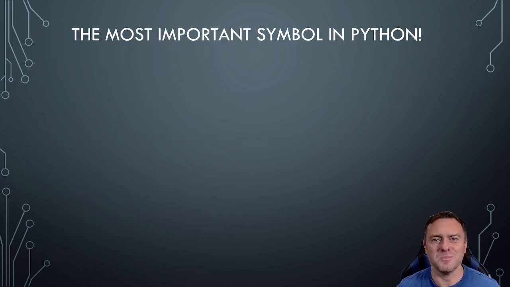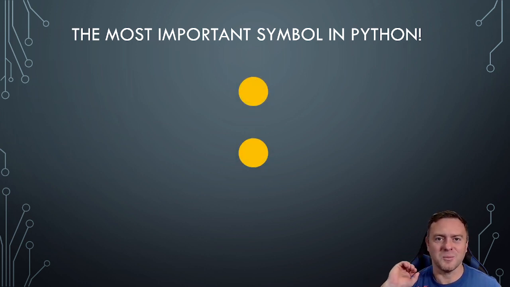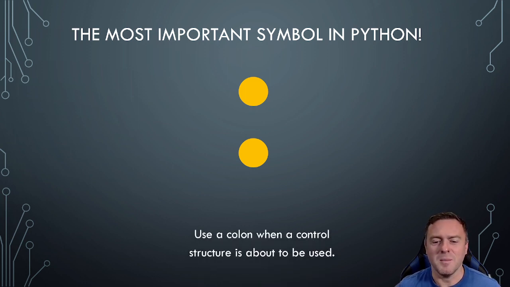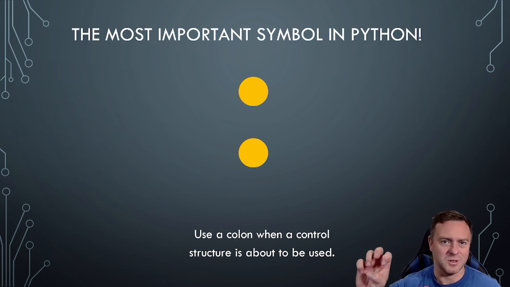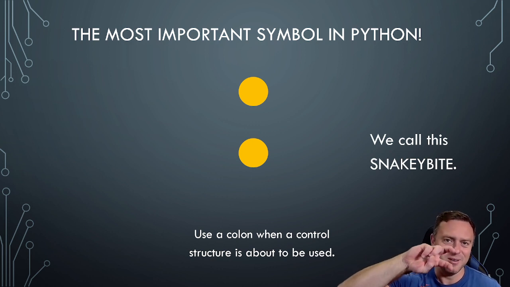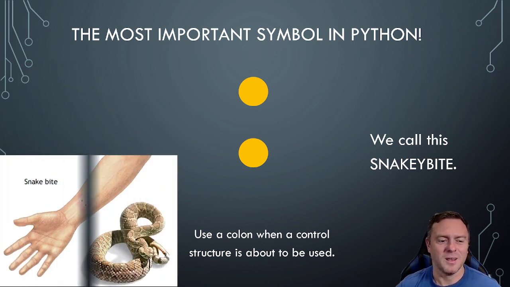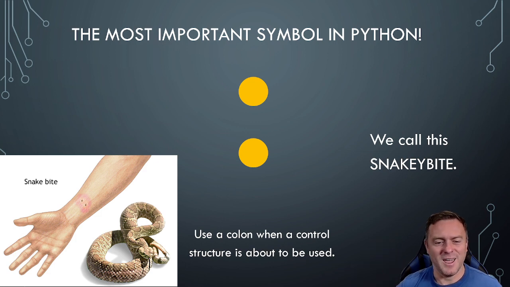So first of all, what's the most important symbol in Python? Well, it's actually a colon. So those two dots are the most important symbols that you'll see, and it's used regularly throughout your code. What it means is that a control structure is about to be used or has been used, and that everything after the colon is important and it's attached to whatever the control structure was. I like to call it a snaky bite. So it looks like a little snake has bitten you, right? So from now on, whenever you hear me saying snaky bite, that means the colon, because it looks like a little snake bite. And that seems fitting while we're learning Python as well.